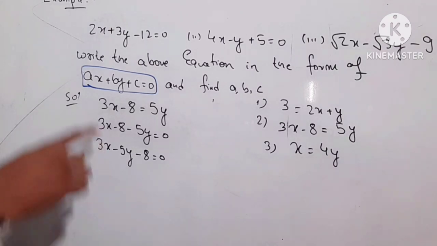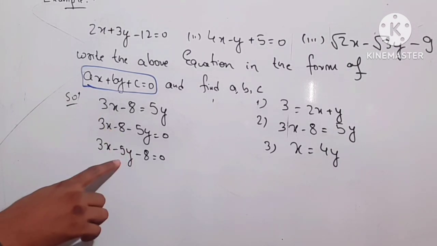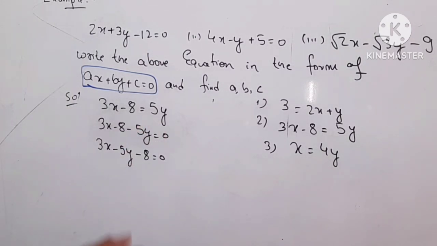After that you write this one below. A is equal to how much? A is equal to 3. B is equal to, sir, I will tell you. Okay, minus 5, right answer. And C is equal to minus 8. Done. Okay, if you understood, you pause the video and do the sums.